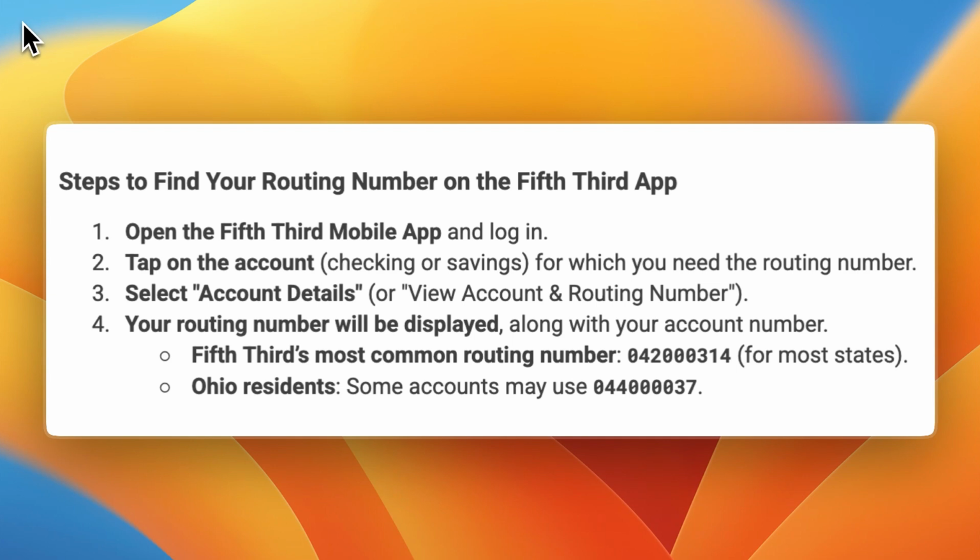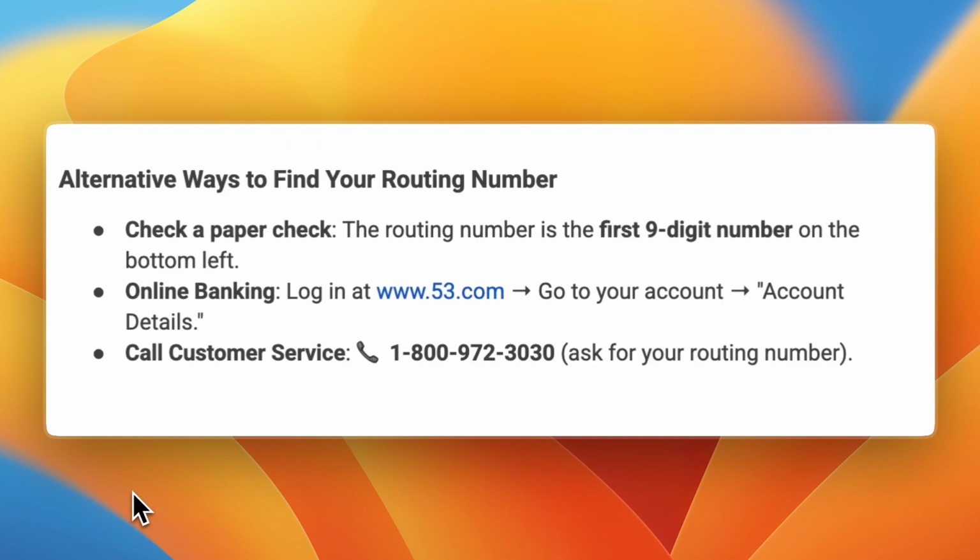Now, an alternative way to find your routing number is to check a paper check, so the routing number is the first 9-digit number on the bottom left. Also through online banking, so log in at their website, go to your account and click account details, or call customer service at the phone number you see here, although they may also change that in the future. So just search for the Fifth Third customer service phone number and ask for your routing number.